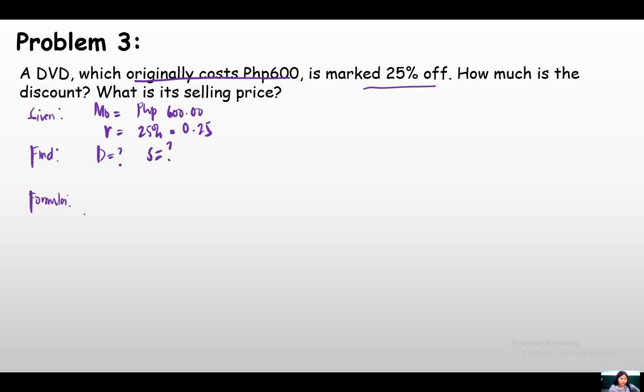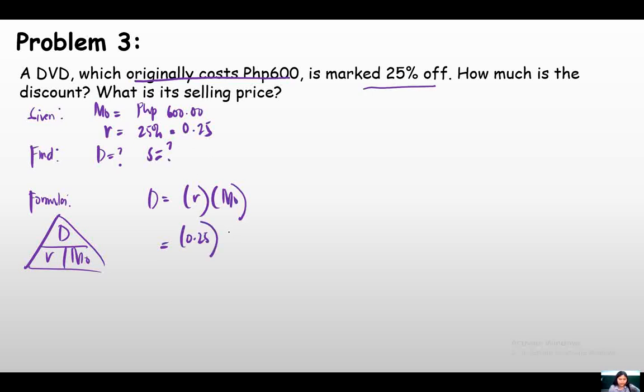Okay, so again, what is our formula? From the triangular, we have here the R and the M sub O, which is the cost price. So our formula for discount is to multiply the rate and the cost price, which are in the given already. So our rate is 0.25 and our cost price is 600. So get the product. So we have 150 pesos. So we have 150 pesos discount. Okay.